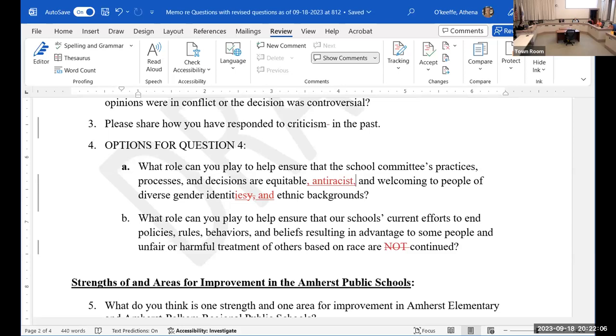Yeah. On the second one, I did include the word race. Okay. Dorothy?